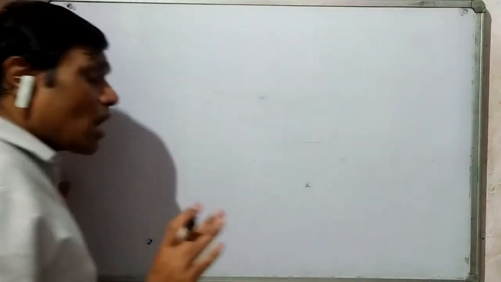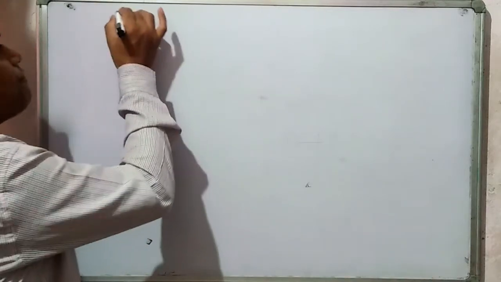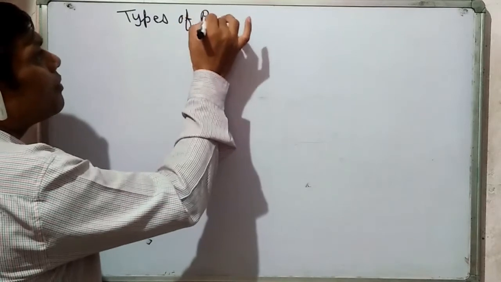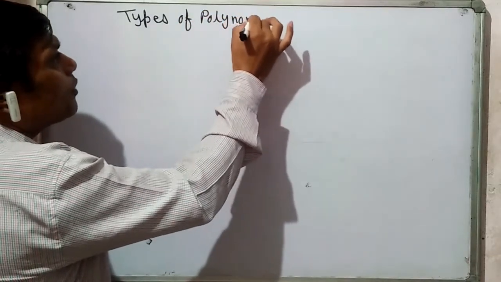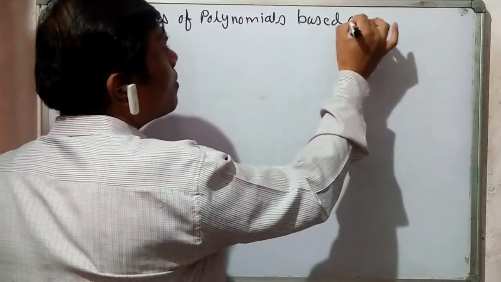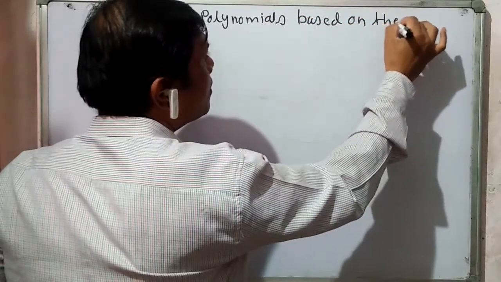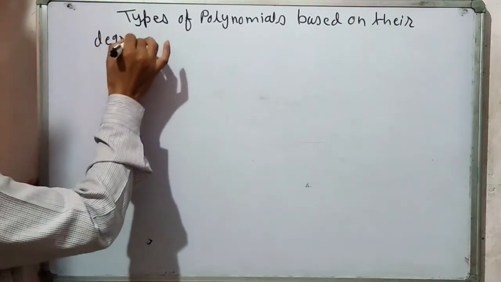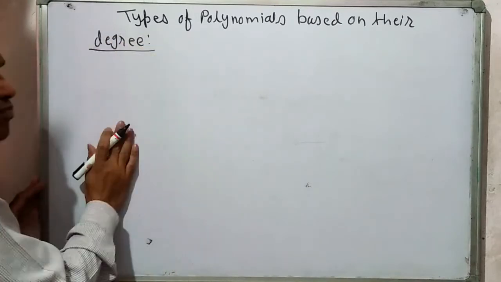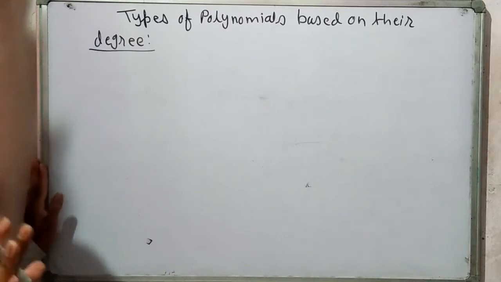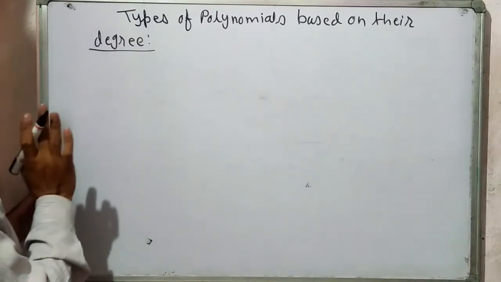Next thing, students, that we want to understand is how many types of polynomials actually are there. Types of polynomials based on their degree. There are many, but of our interest in class 9 are actually three.